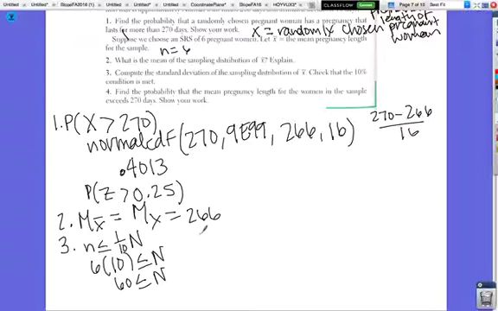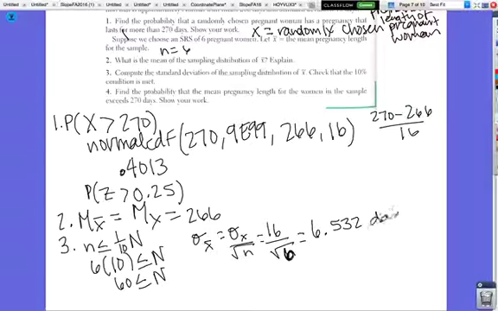Okay, next thing we're going to do is find the standard deviation. So we're finding the standard deviation for X bar. And so we're going to use the standard deviation for X over the square root of the size of the sample that we're looking at. Our standard deviation in the problem up here was 16, and we know that we are taking a simple random sample of 6. So we're doing 16 over the square root of 6, which when you work that out gives you 6.32 days.